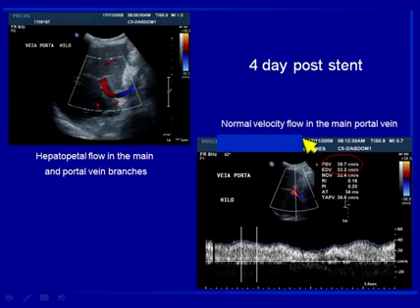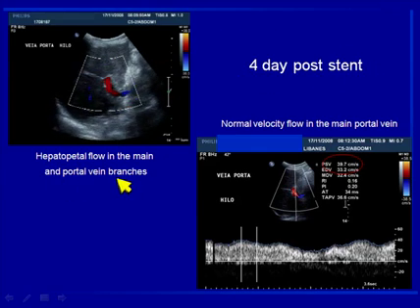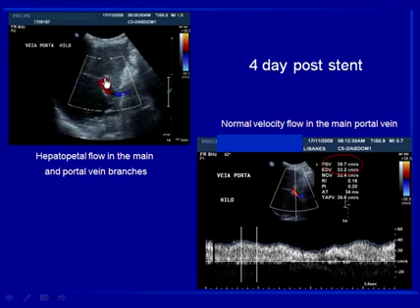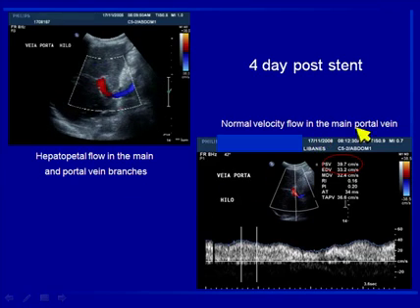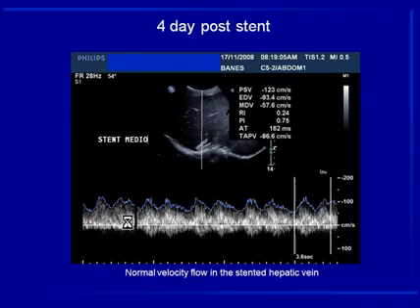This is the 4-day post-stent follow-up, hepatopetal flow in the main portal vein and portal vein branch during inspiration and expiration. Normal velocity flow in the main portal vein, almost 40 centimeters per second. A normal velocity flow in the stented hepatic vein.